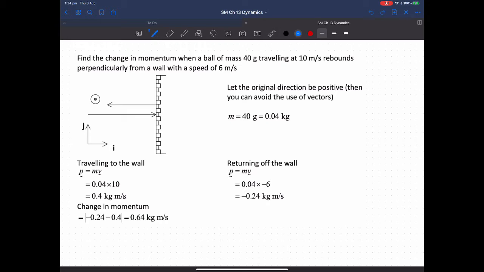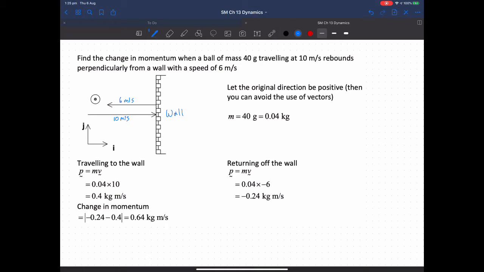We've drawn a diagram. On that diagram, you can see that there is a wall. The ball is travelling towards the wall, and we know it's travelling towards the wall at 10 metres per second. It hits the wall and it bounces back perpendicular at a right angle. So the speed coming off the wall is 6 metres per second.